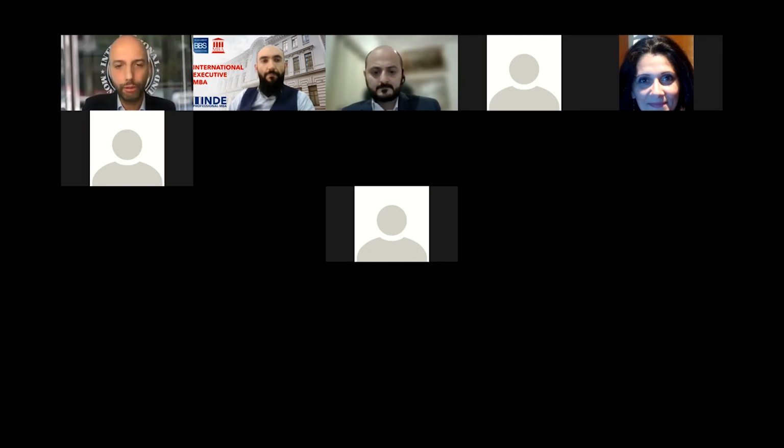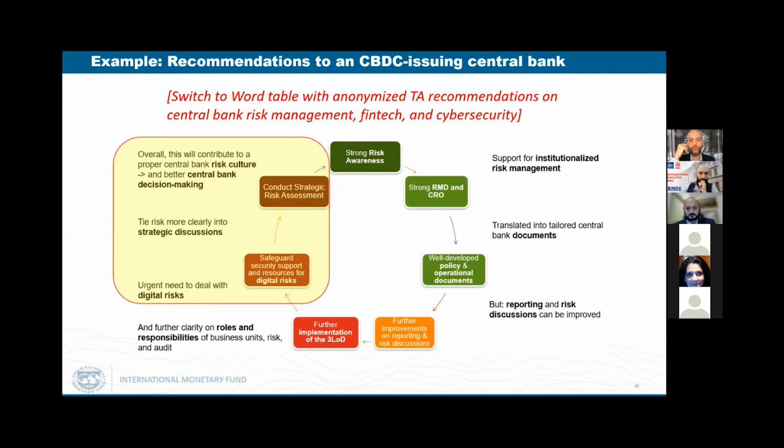And the most important part for the digital component, as you can see here in the yellow block, is that there were, in our sense, not enough security support and resources for managing digital risks, both related to the CBDC project and in general. And that needed to tie into a more strategic discussion within the central bank. So allow me for 1 second to quickly share.